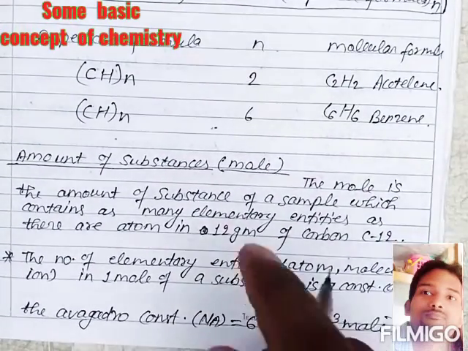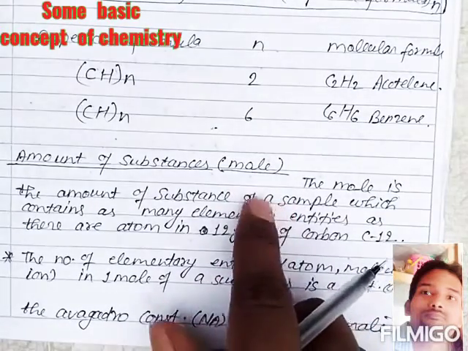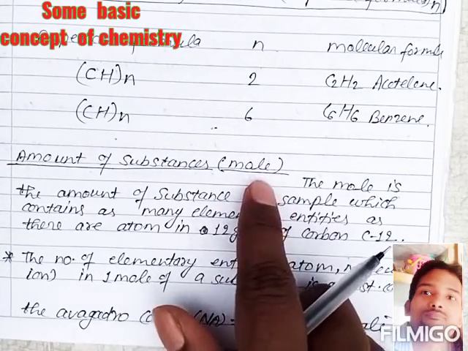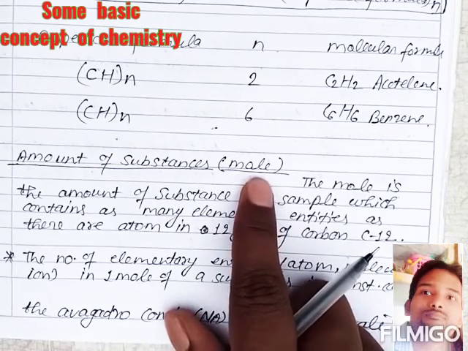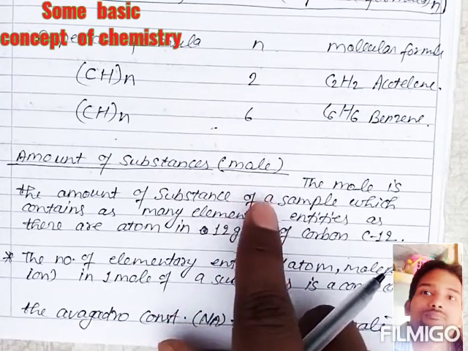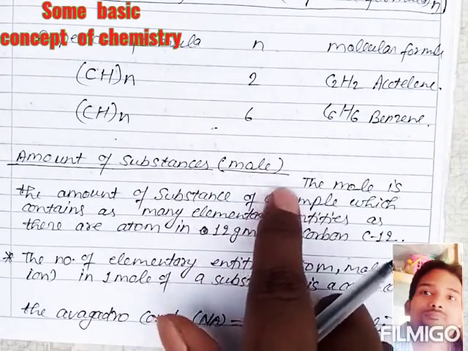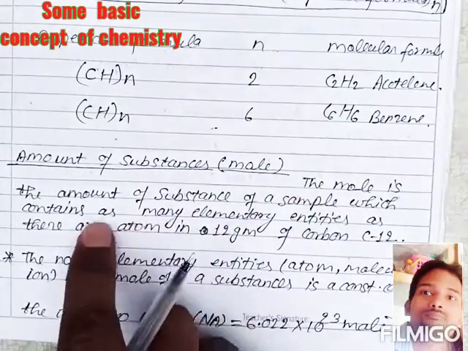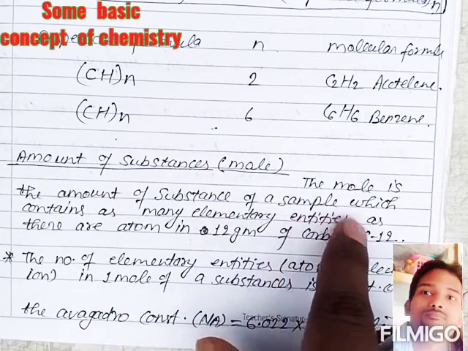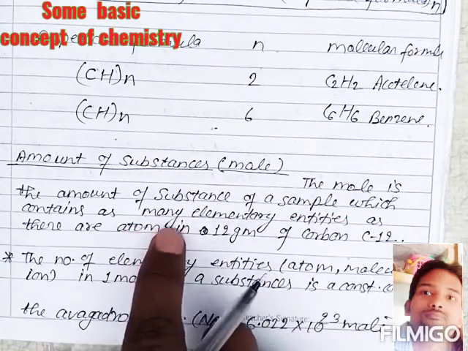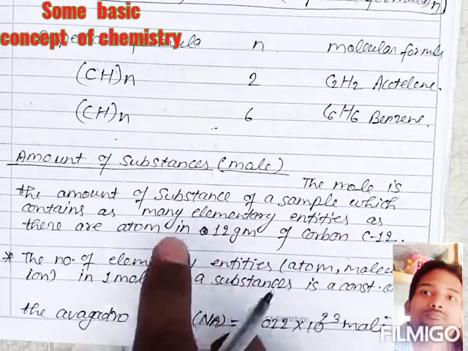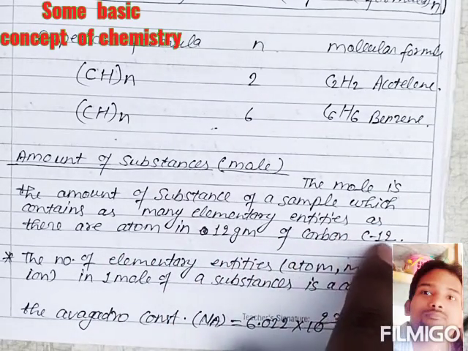Now, the amount of substance, that is the mole. You know that the mole is a very important and interesting chapter and topic. Look here on the next page. Amount of substance, that is the mole. The mole is the amount of substance of a sample which contains as many elementary entities as there are atoms in 12 gram of carbon-12.